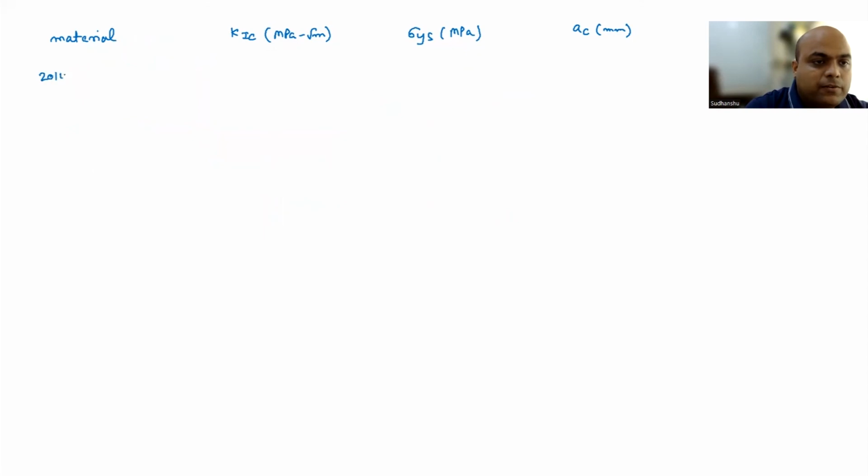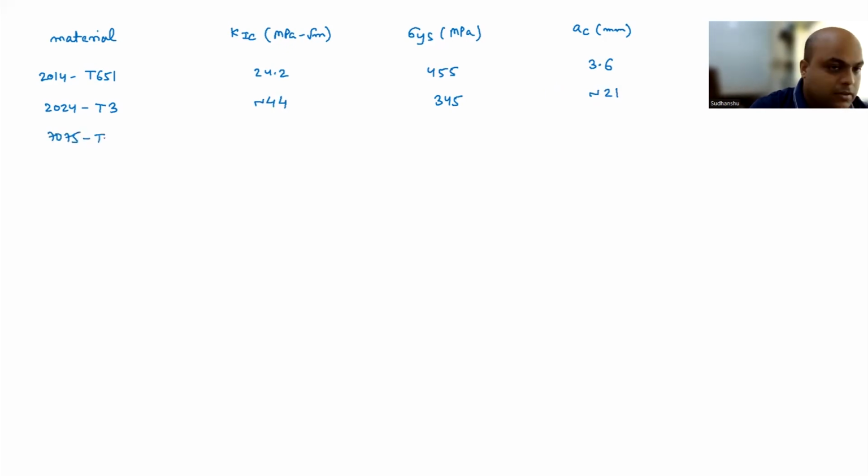So we have different materials. 2014 T651, K1C is given as 24.2, sigma ys 455. So ac, if you calculate, will come out to be 3.6. Okay. This is from the book of Hertzberg. Then 44, 345, and if you calculate, 21. Okay. Now let's do 7075 T651, 24.2, 495, and then 3 millimeter. 7178, which we already did, right? 23.1, 570 will come out to be 2.1.